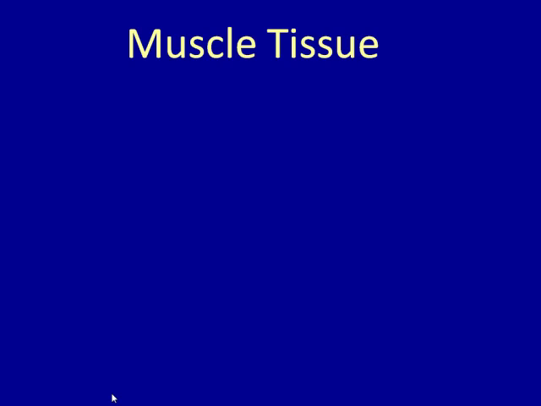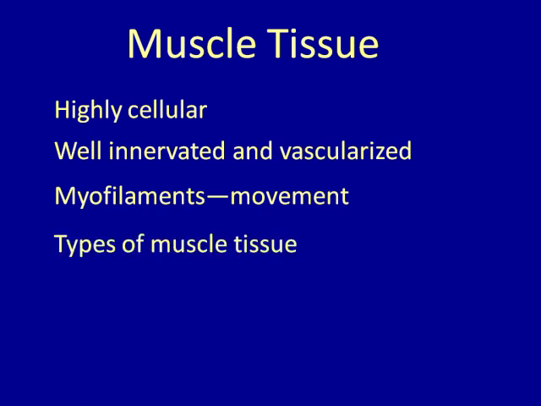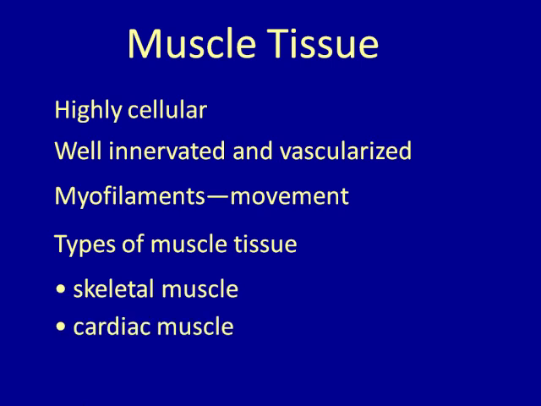Muscle tissue is highly cellular. There is very little space in between the cells. It has a great nervous supply and a great blood supply, so it's well innervated and highly vascularized. The muscle cells involved in muscle tissue are packed full of myofilaments. These are those intermediate type filaments found in the cytoskeleton, and because of their ability to slide across each other, they provide for movement. There are three types of muscle tissue: skeletal muscle, cardiac muscle, and smooth muscle.